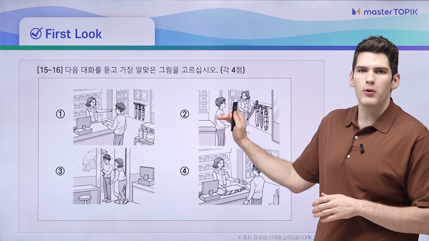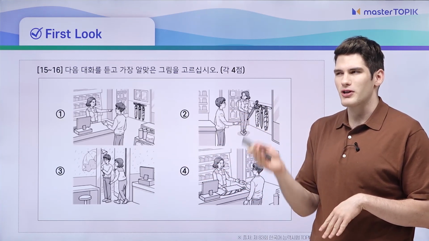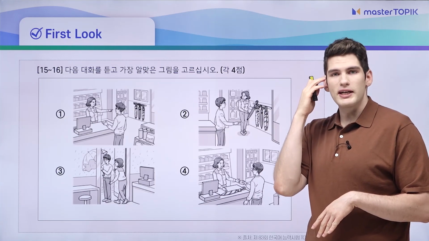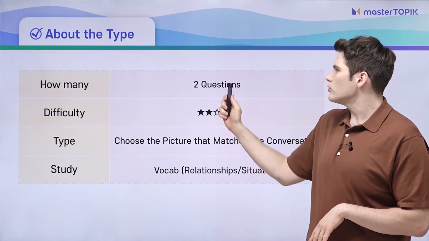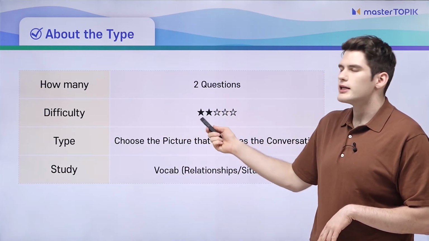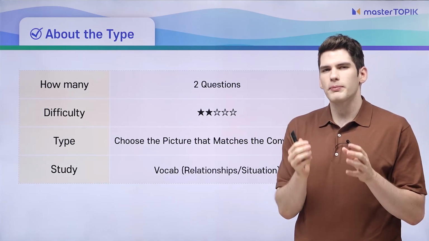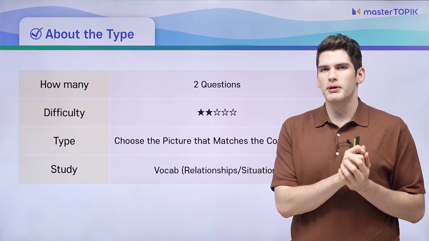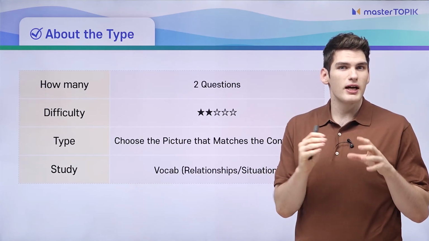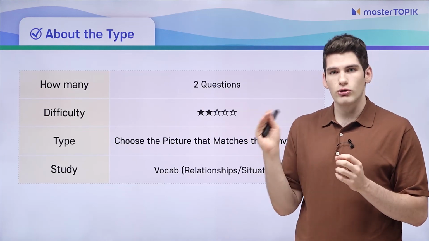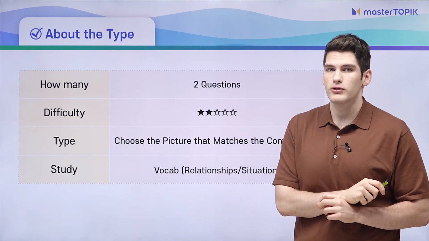First thing you're going to notice, pictures, right? We don't have any words for this one, so it's all going to be listening to a situation and choosing a picture. We have 2 questions here, and the difficulty is 2 stars. The reason it's 2 stars is you are going to have to pay attention to the details in the pictures. There are going to be a few things they put into the question to try to throw you for a loop, to try to trick you. But if you pay close attention, it shouldn't be too difficult for you.